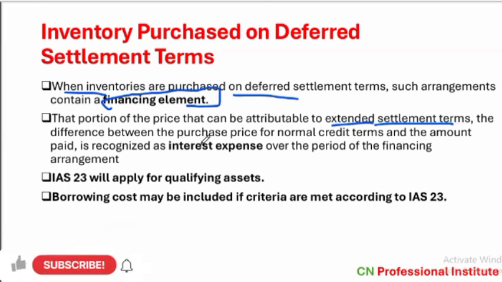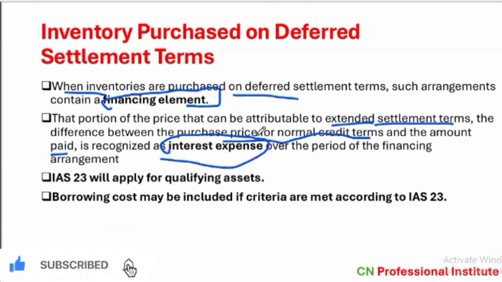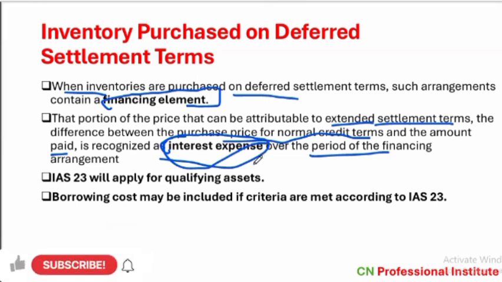The difference between the purchase price for normal credit terms and the amount paid is recognized as interest expense over the financing period. We take it as interest expense and record it in our P&L. We don't add it to the cost of the inventory. Now look at something.